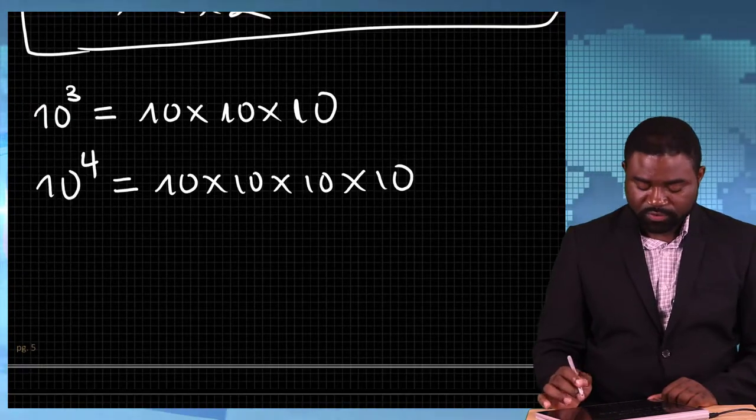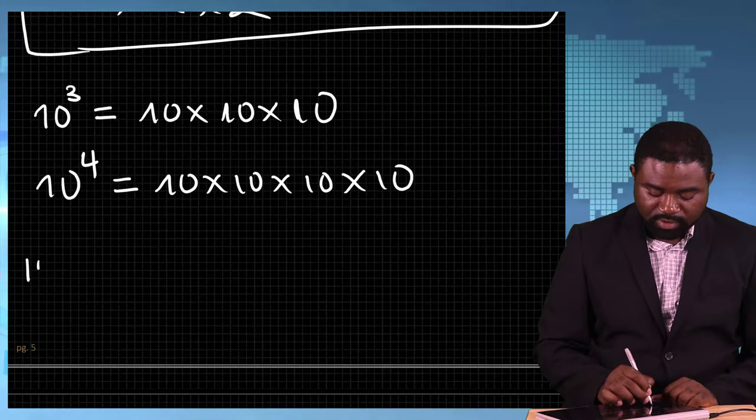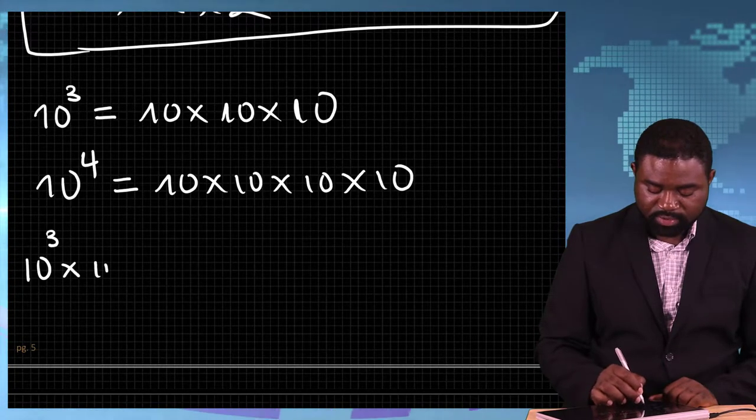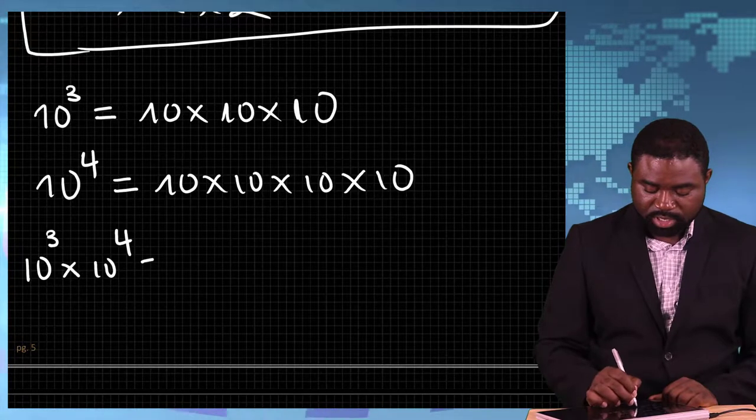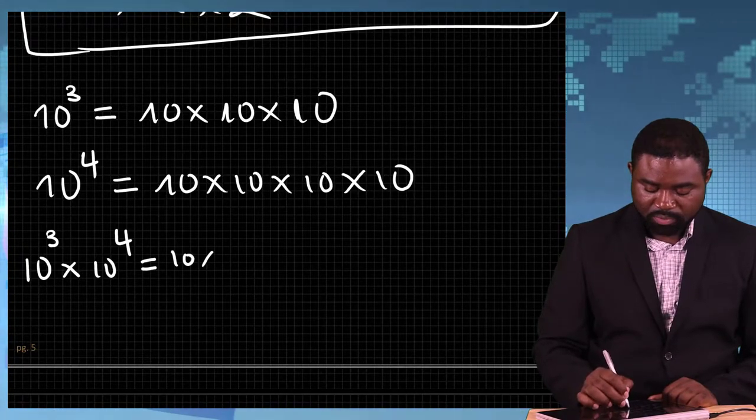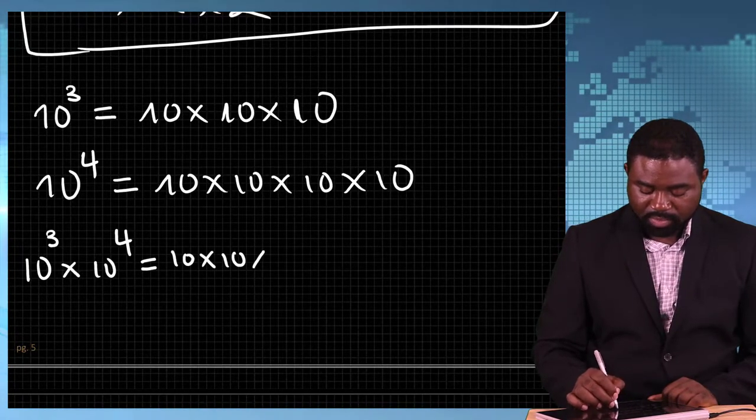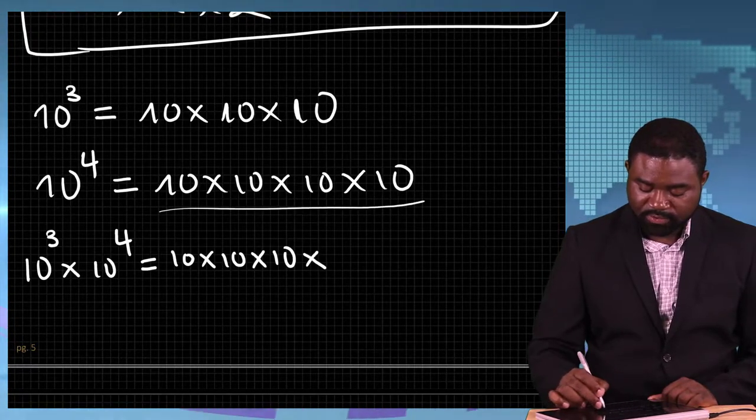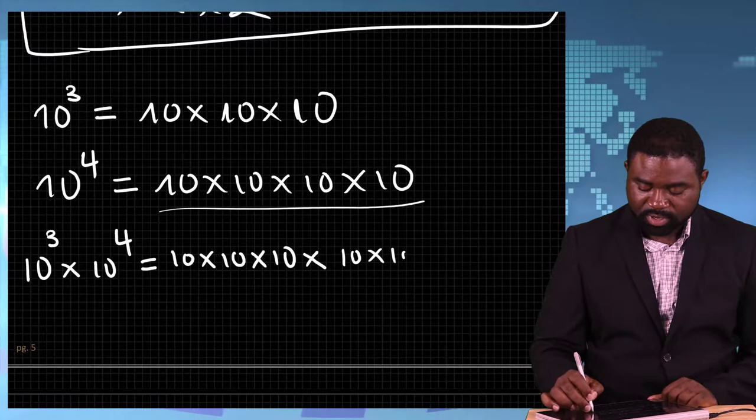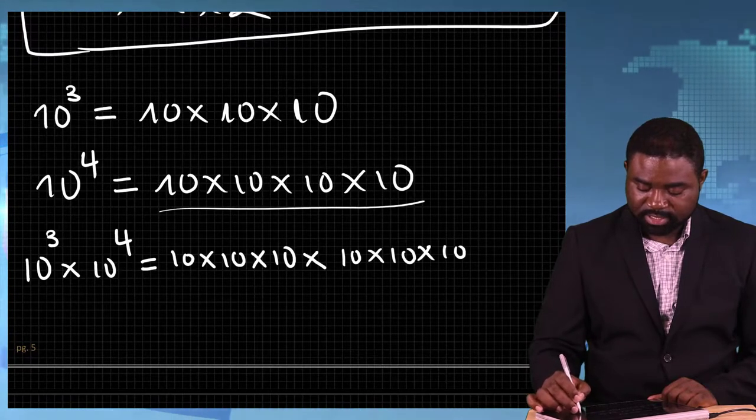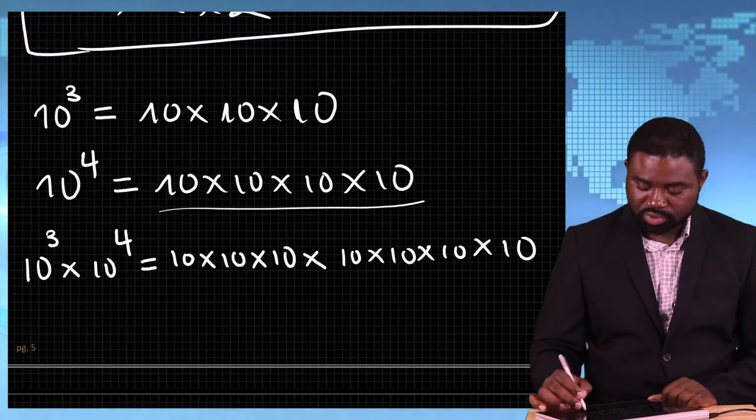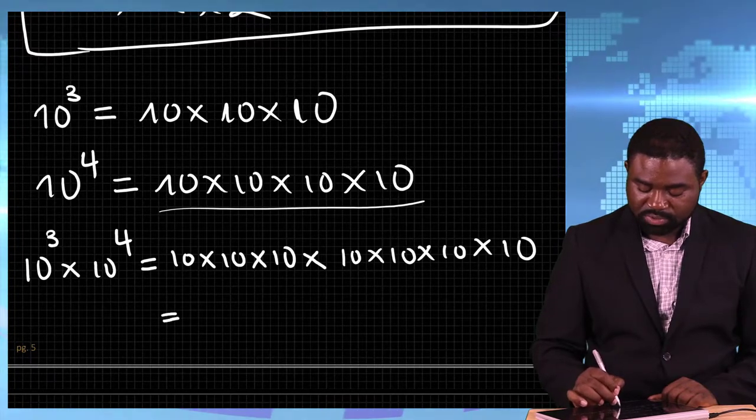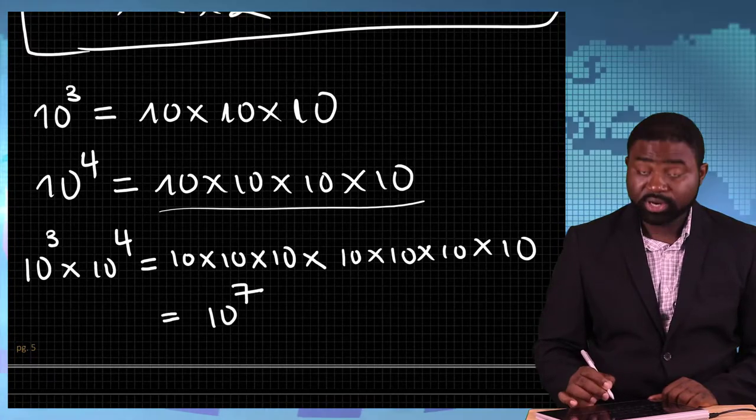So look at it this way. 10 raised to the power 3 multiplied by 10 raised to the power 4. This is 10 multiplied by 10 multiplied by 10 multiplied by, now we bring this 10 by 10, by 10, by 10. This is 1, 2, 3, 4, 5, 6, 7. So this is equal to 10 raised to the power 7.